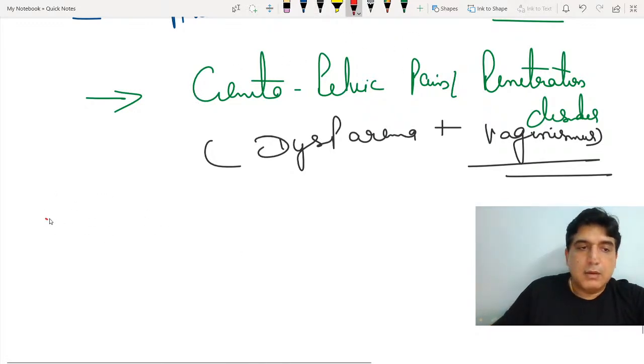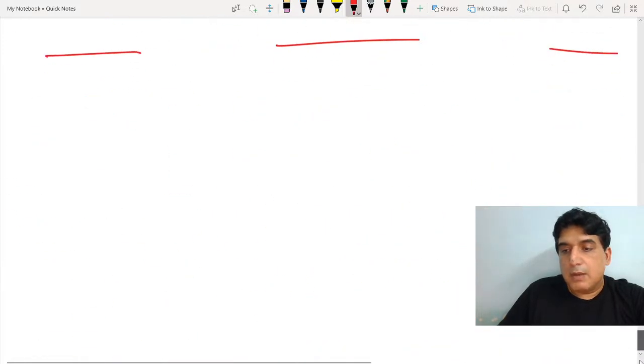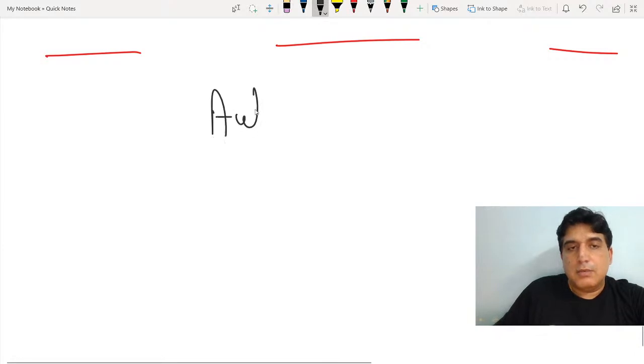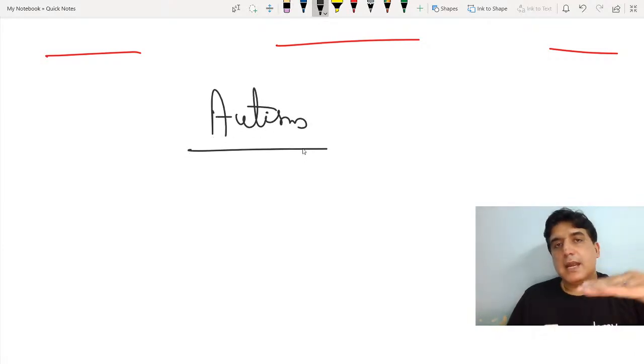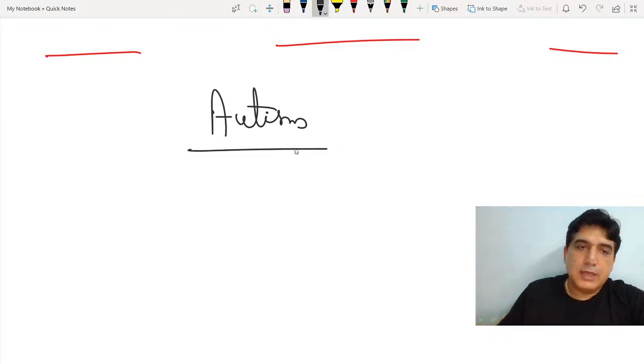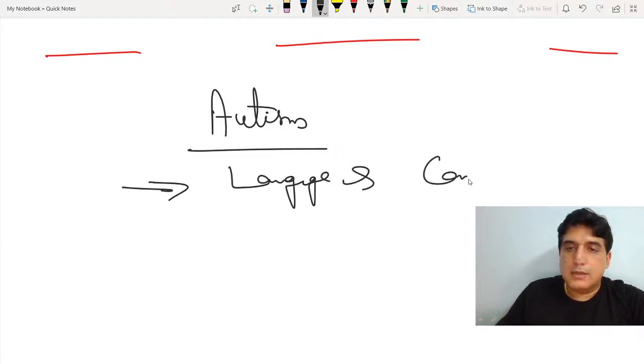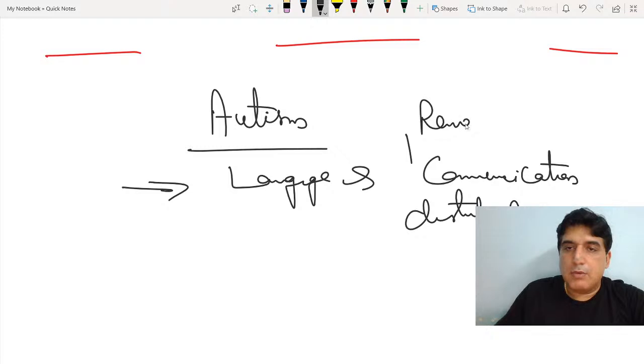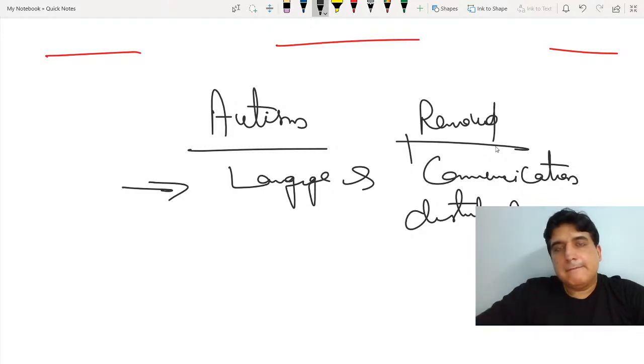Okay guys, and one more thing in autism, while I was talking about autistic spectrum disorder. In autism before, we had three important criteria: the language and communication disturbance, the impairment in social interaction, and stereotyped behavior. Now we have removed the language and communication disturbance. This criteria has been removed. Now we have only two core criteria: impairment in social interaction and stereotyped behavior.